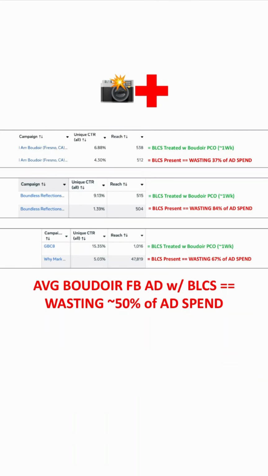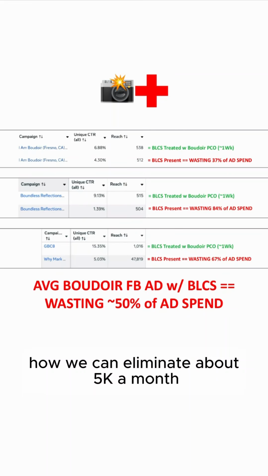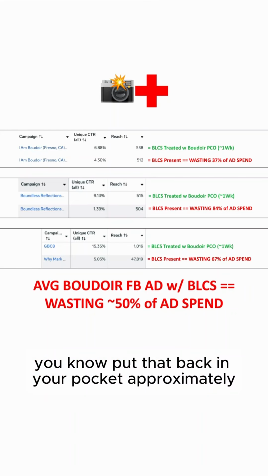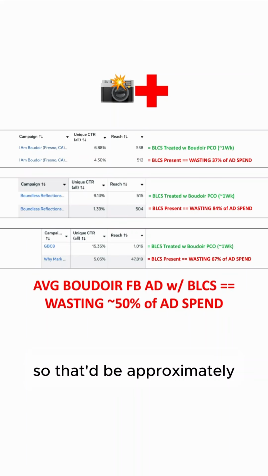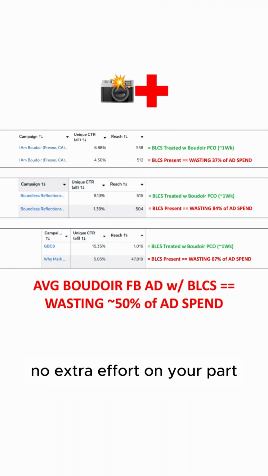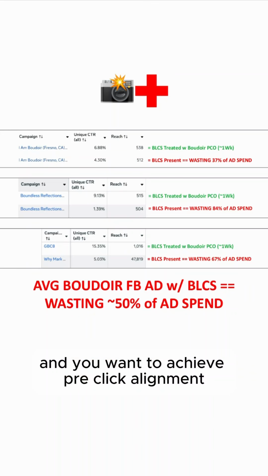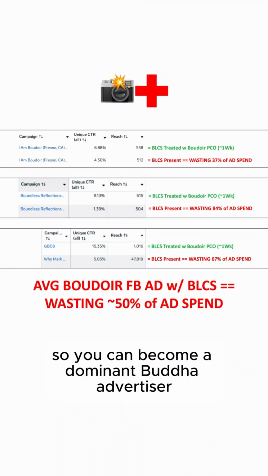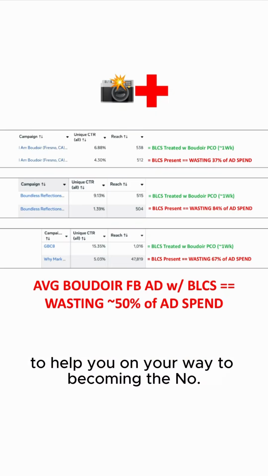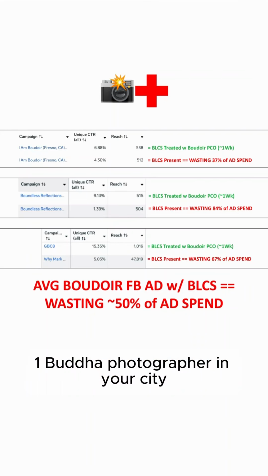Then shoot me a DM. Well, actually, you've seen how we can eliminate about 5K a month in wasted Boudoir Facebook ad spend and put that back in your pocket. That'd be approximately 60K over the next 12 months, put back in your pocket instead of Zuck's, so you can get a phantom bonus, with no extra effort on your part. And you want to achieve pre-click alignment so you can become a dominant Boudoir advertiser with Boudoir Brain Entry Boost, to help you on your way to becoming the number one boudoir photographer in your city.